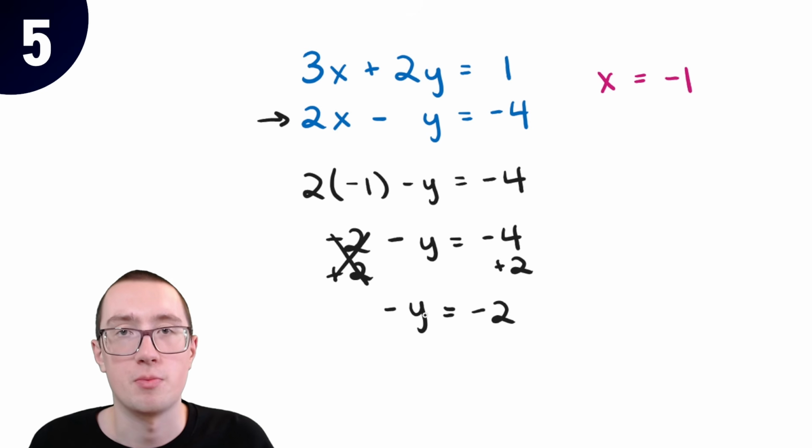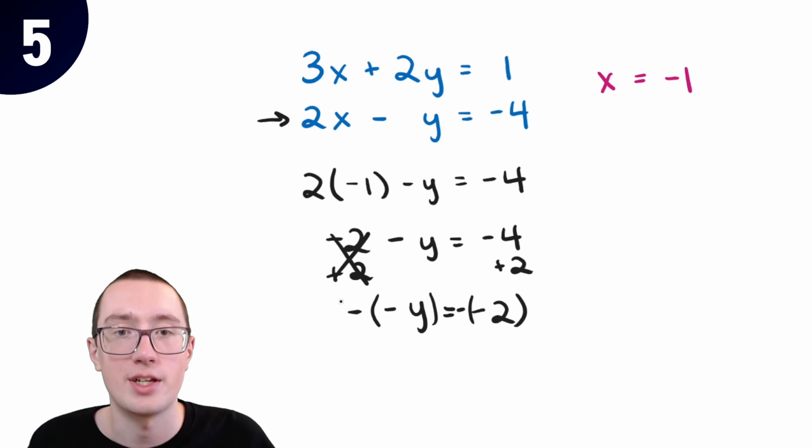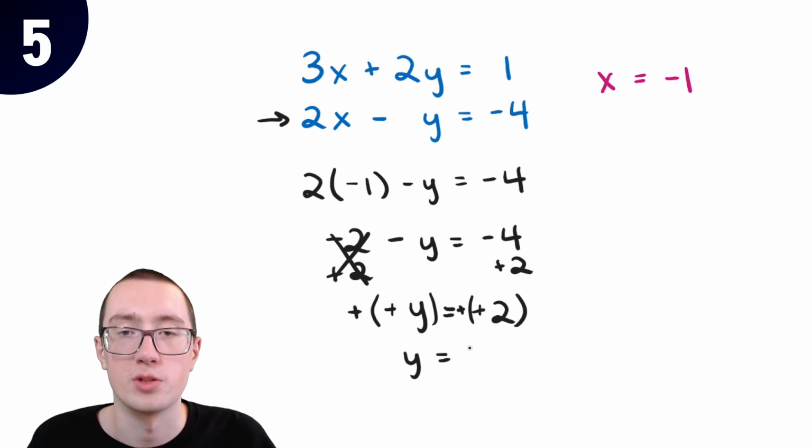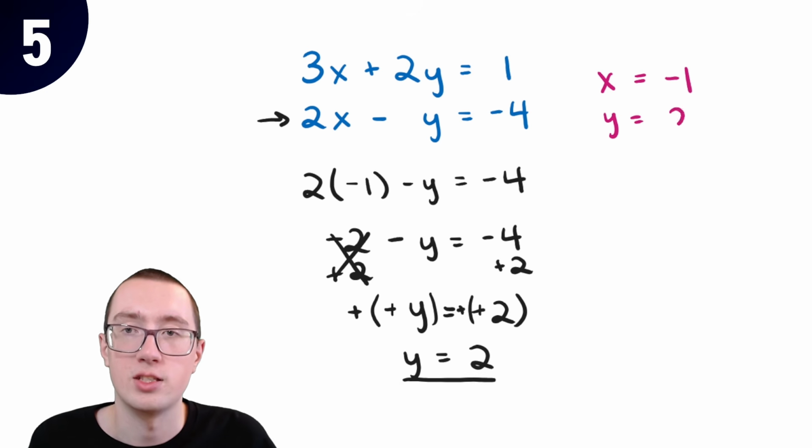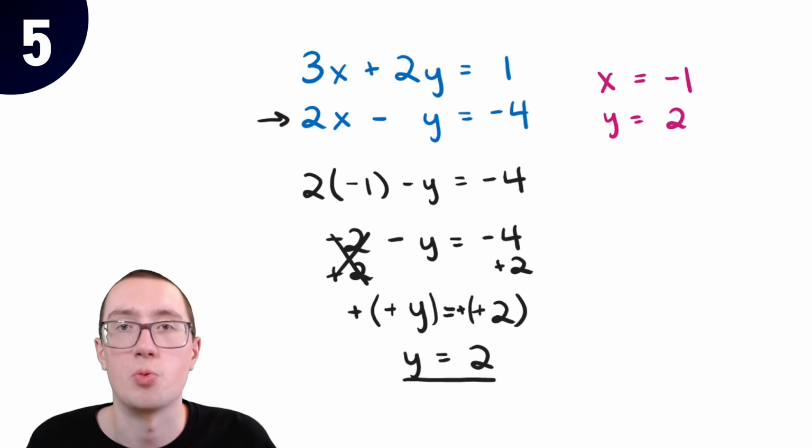And now here we have negative y equals negative 2. So how do we get rid of this minus sign? Well, how about I just put another minus sign on both sides of the equation? If we put another minus sign on both sides, then 2 negatives make a positive, 2 negatives make a positive. So I have positive y equals positive 2. And there we go. y is equal to 2. So our final answer is that x is equal to negative 1 and y is equal to 2.